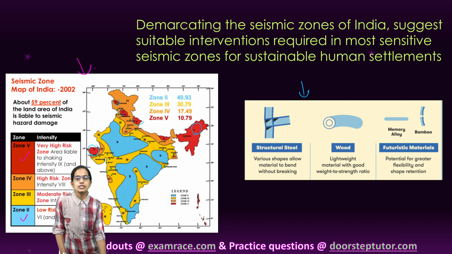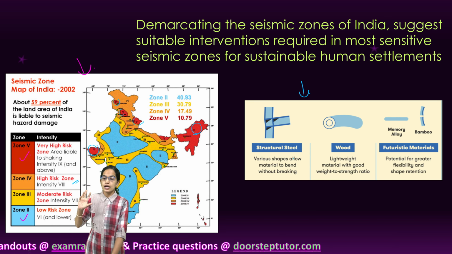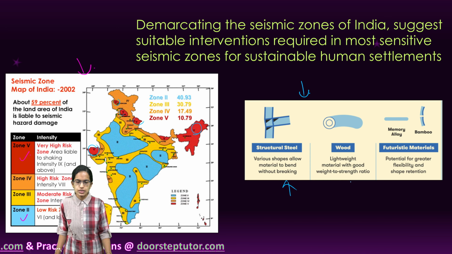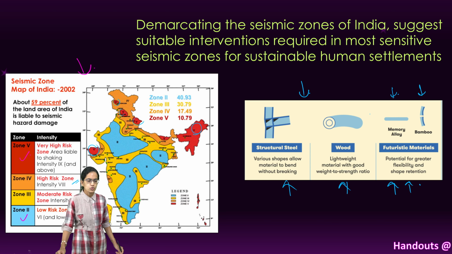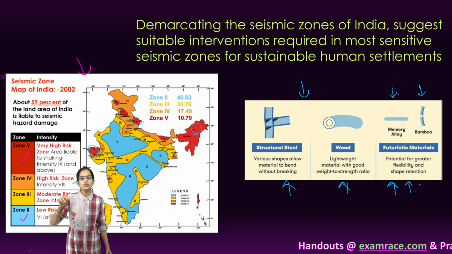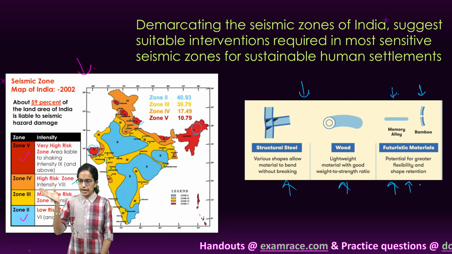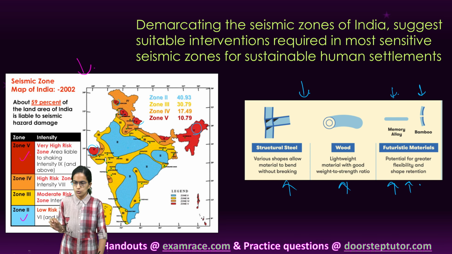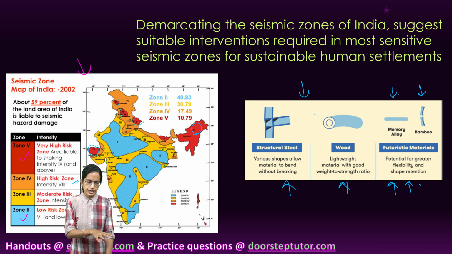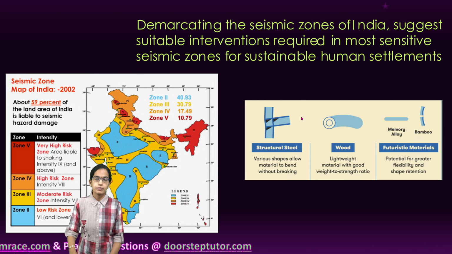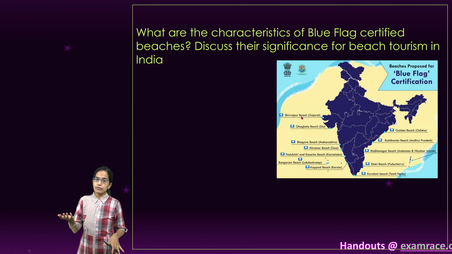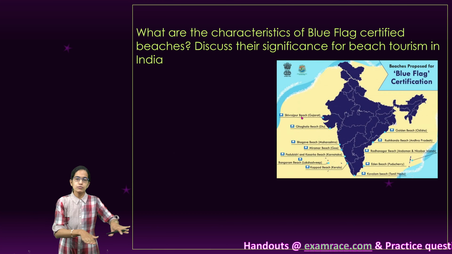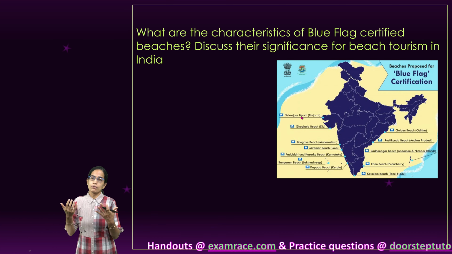And what are the sustainable human settlements interventions that could be required? So structural steel, wood and futuristic materials, which is mainly bamboo and memory alloy, are some of the good examples to address these issues. We can also point out certain cities which lie in the high risk belt and certain cities which are in the low risk belt, and those which are in the high risk belt, how there can be sustainable interventions in human development. There can be floating houses similar to what we have seen in Japan, where the whole structure moves with the earthquake waves and therefore protects it.